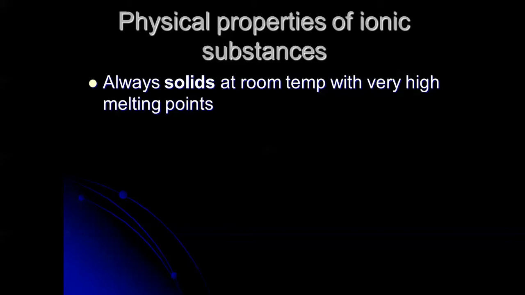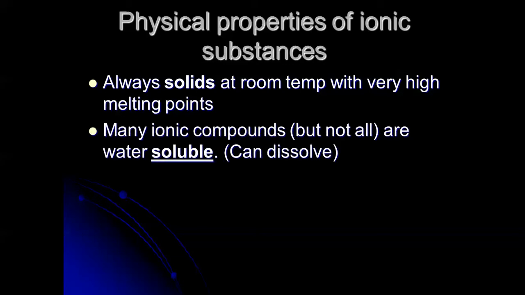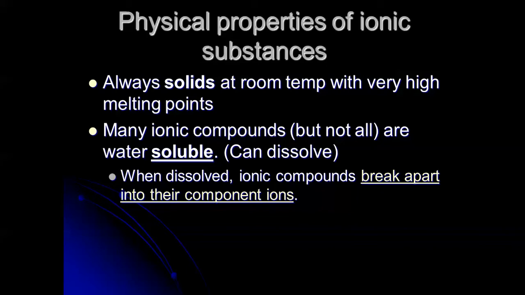Whereas sugar, which is not ionically bonded, has a much lower melting point, and if you put some sugar in a pan at home and turn on the burner, you'll melt it relatively easily. So ionic substances are always solids with very high melting points. Many ionic compounds, but not all of them, are soluble, meaning they can dissolve in water. What's important, and this is a super critical concept that we're going to look at throughout the year, is that we're trying to get some of our fundamentals down here.